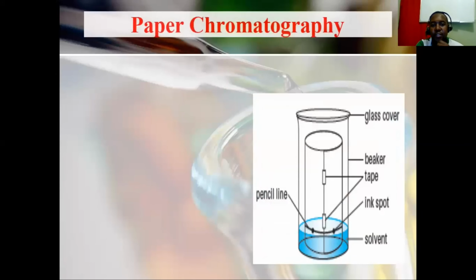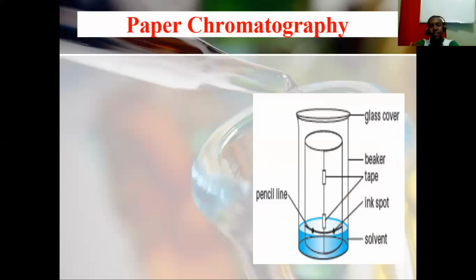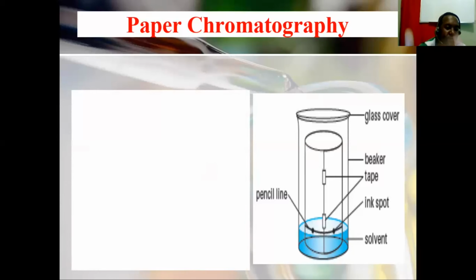All right, we know this one is our paper chromatography, and we use this one to separate dyes in ink. So it separates the colors in our inks, right? So it's basically pigments. It separates pigments because each color has its own density, and it's able to dissolve in the specific solvent at a different rate, right?